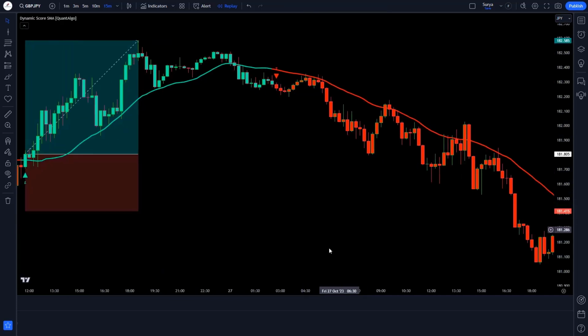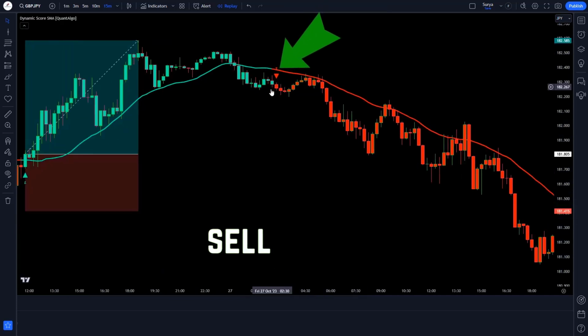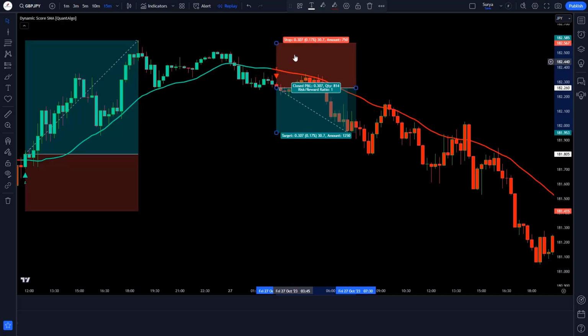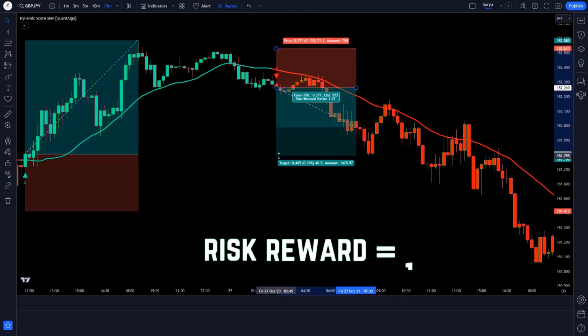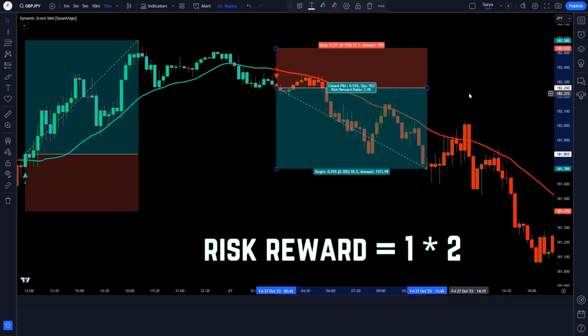And when the Dynamic Score SMA indicator gives sell and the market forms a bearish candle, we have to take a sell order. Our stop loss should be placed at the previous high of the market and the risk to reward ratio will be 1 to 2.